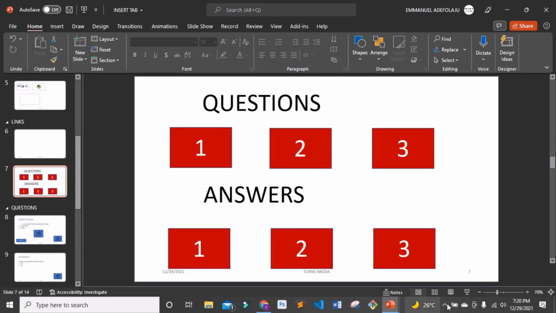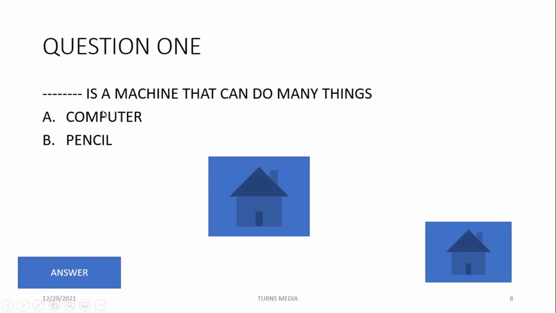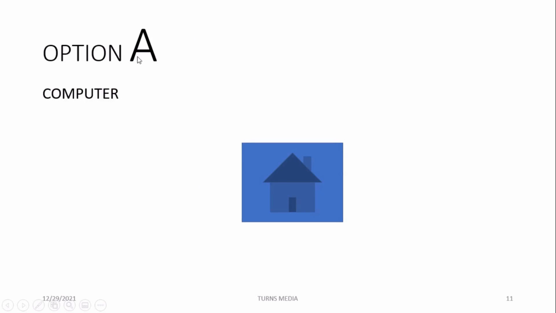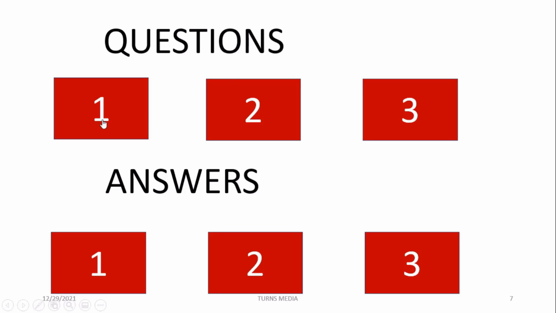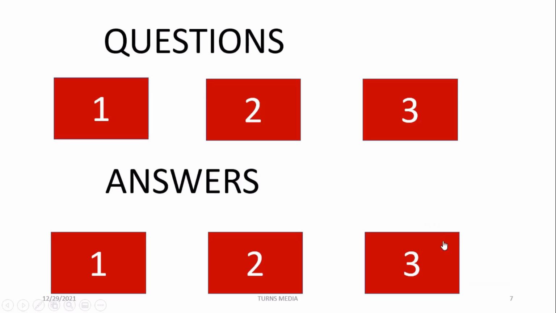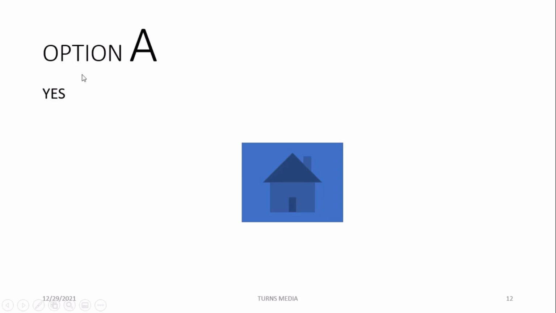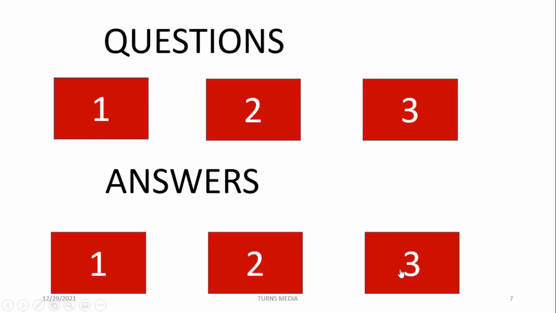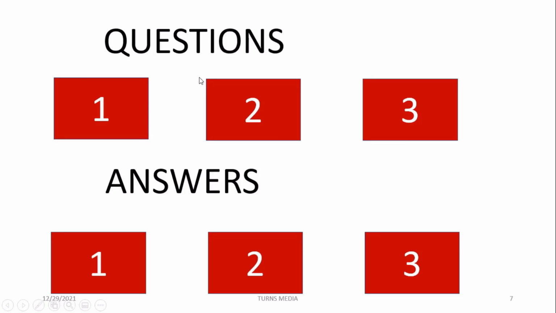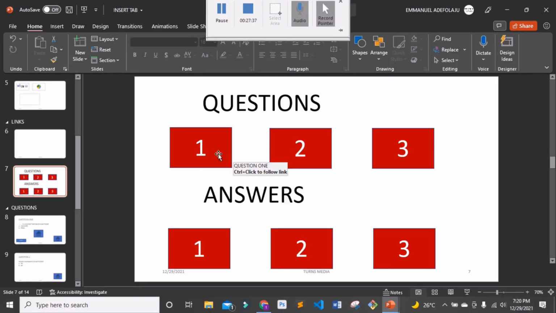Now let's see how this works. Let's go to our slideshow, and if I click on question 1, this is my question 1. If I click on home page, I can click on answer to question 1 and it's going to show me the answer. Click on home page to take me back to my question home. Question 2, mouse is an example of input device. Yes. I click on home page, answer to my question 2 is yes, option A. Go back to my home page, and so on. So that is how to use link.